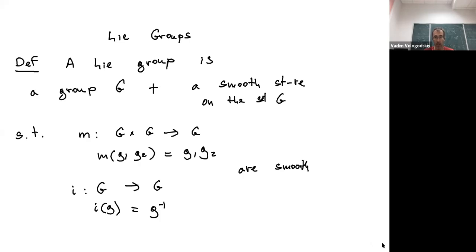So what are examples of Lie groups? Let's consider one example, a group of matrices, GL(n), invertible matrices. This is a group with respect to multiplication, but it's also an open subset of the space of all matrices.